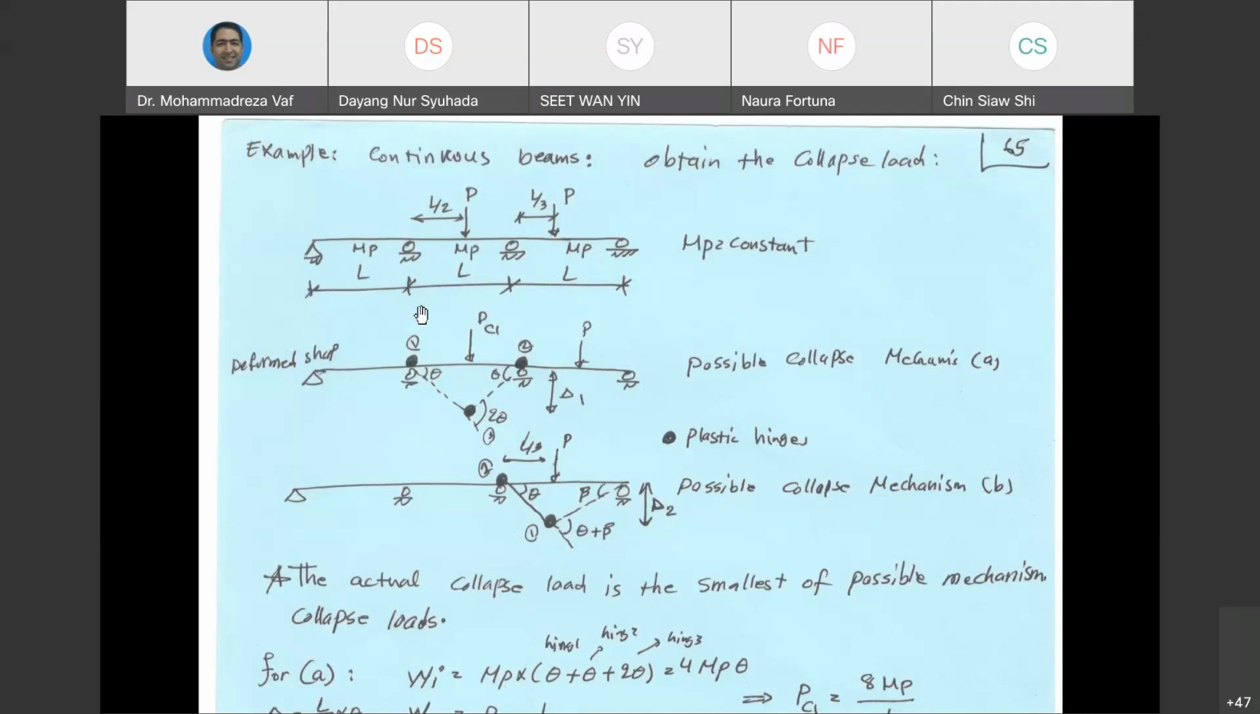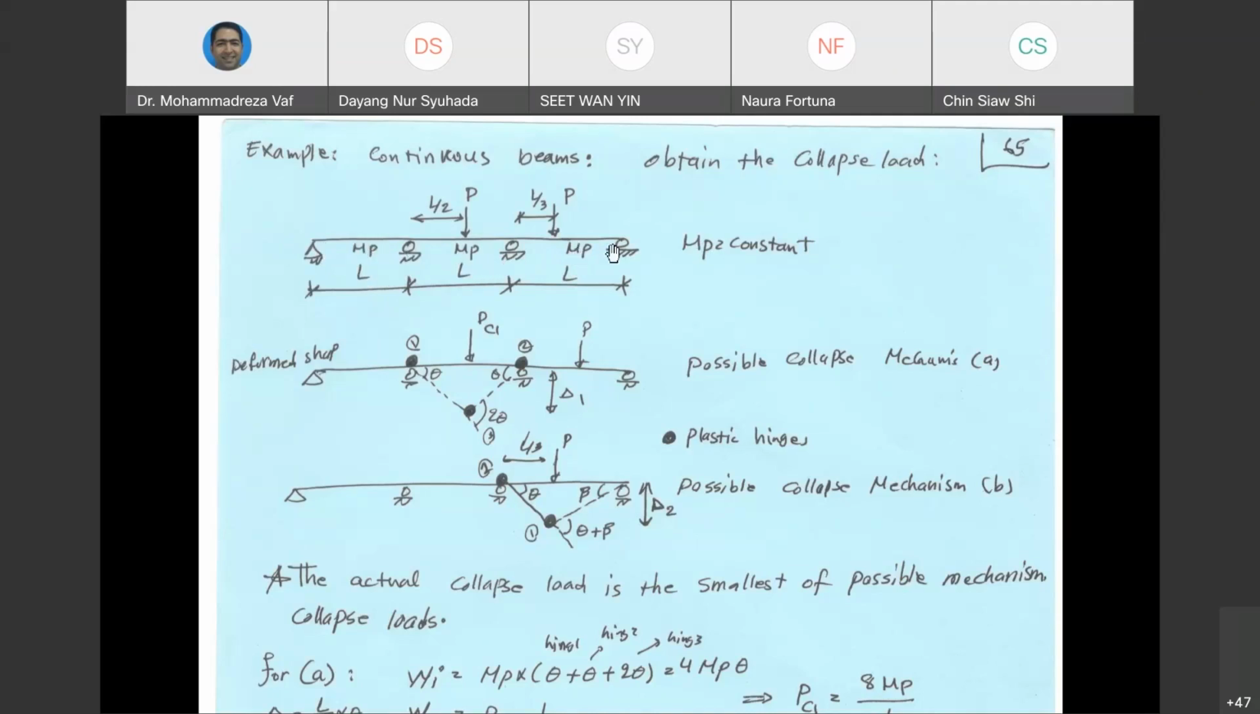But in the exam or in the next examples, you will see sometimes we have 2 MP here, 2 MP, and 1 MP. So some spans may have a larger size and some spans may have a smaller size. So you need to be careful about the size of the cross-section and do your calculation based on the MP which is given to you. Okay, what we want to do here is determine the critical load for this continuous beam.